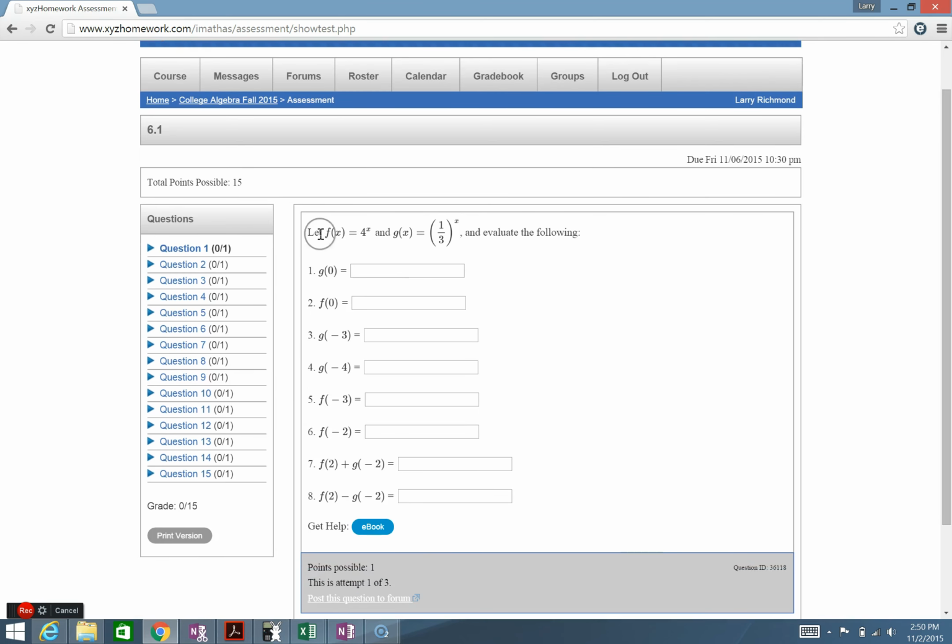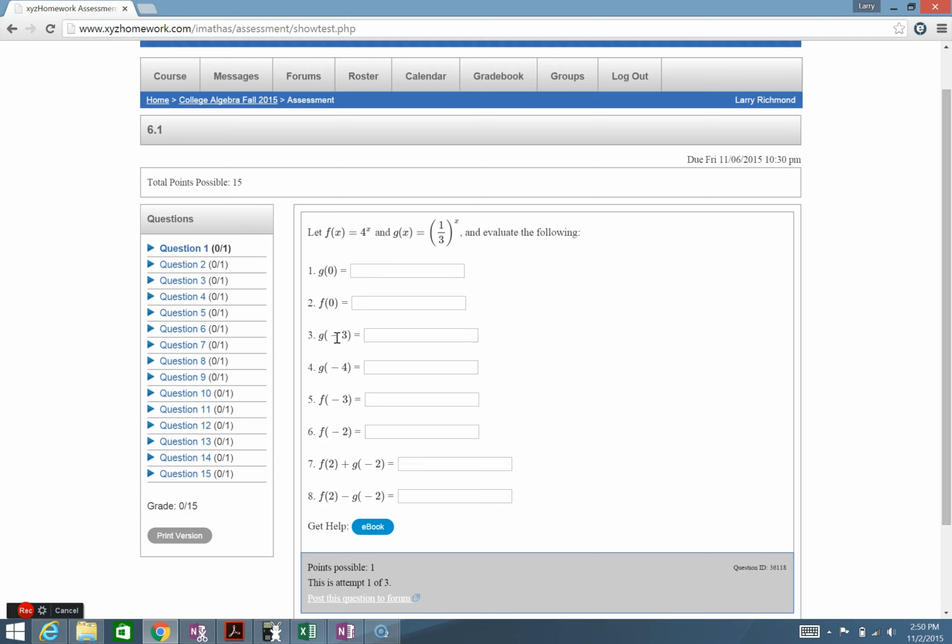Okay, question number 1. It gives us two functions. F of x is 4 to the x and g of x is 1/3 to the x. And it asks us to evaluate. So here we're just simply looking for some outputs. If the input is 0, what is the output? If the input is -3, what is the output?